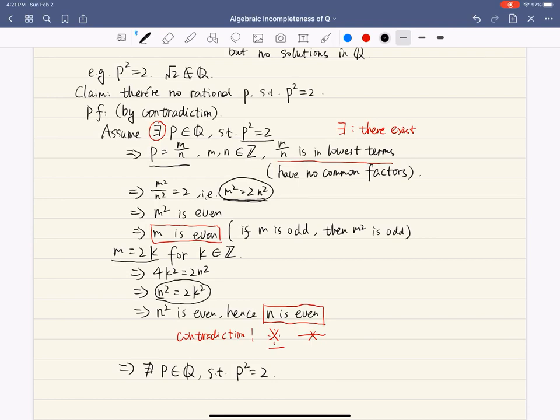Okay, so this symbol is a reversed e and a slash, so it just means that there doesn't exist. Okay, so it's the opposite of a reversed e. So that's the end of the proof, right? Our claim is that there are no rational p such that p squared equals 2, which is the same as the opposite of our assumption, which is this, right? And that's the end of the proof, okay?